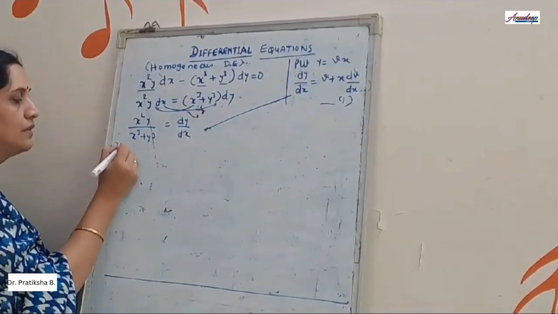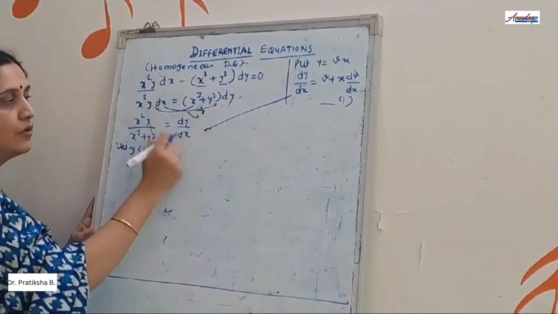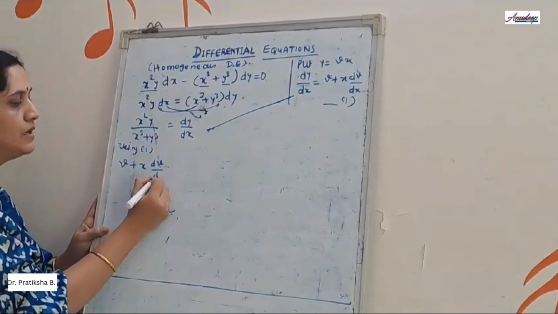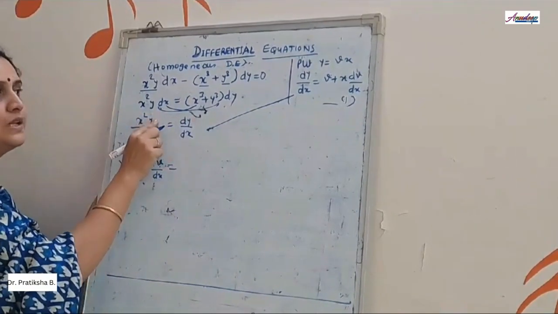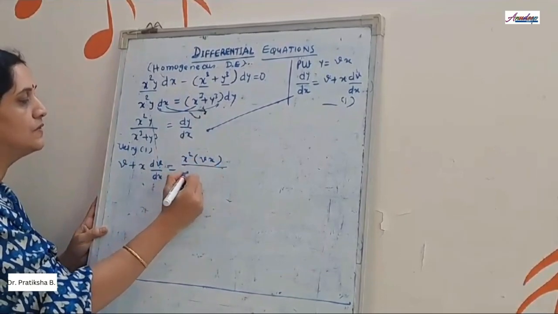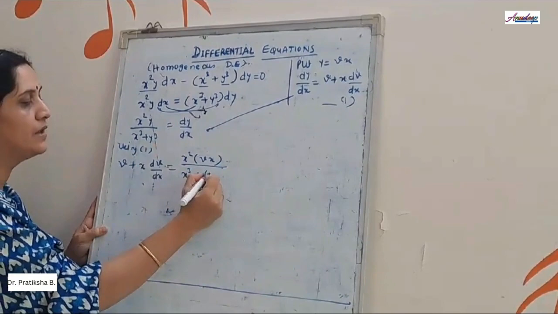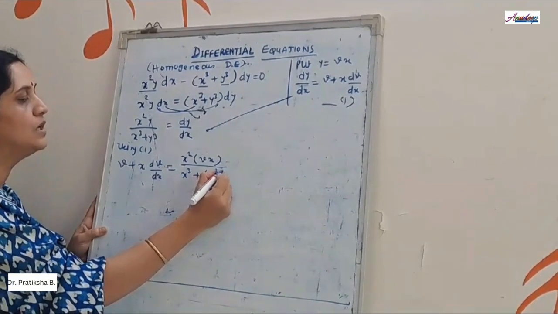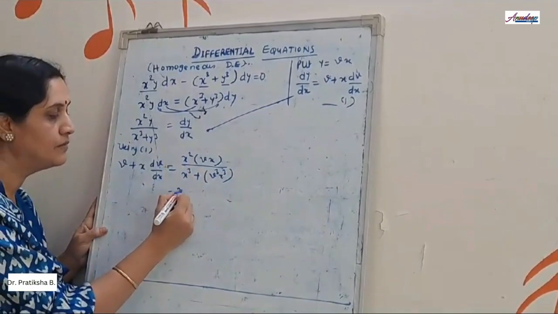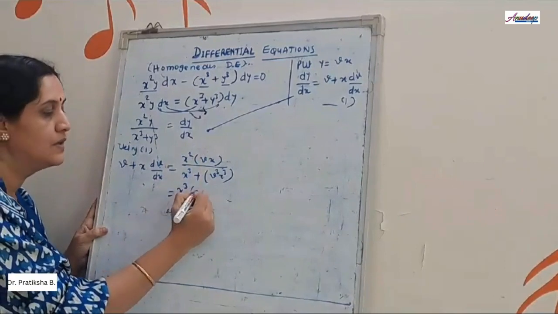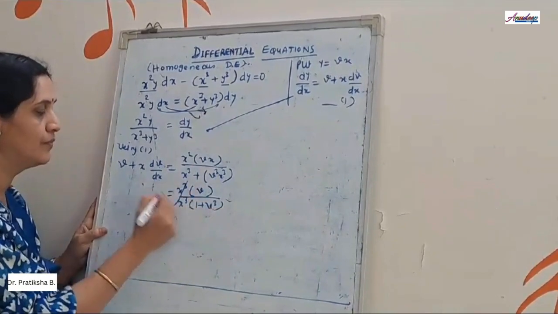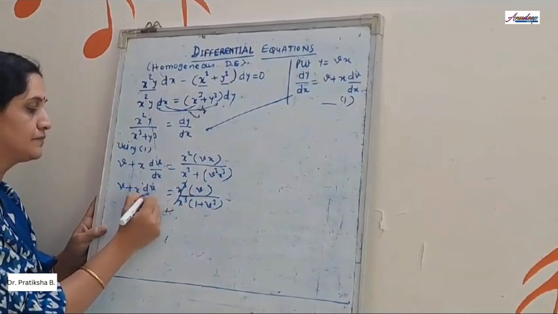So for dy by dx, I have to write v plus x into dv by dx is equal to, and wherever there is a y, we have to replace it by v into x. So x will be as it is, but wherever there is a y cube, it should be v cube into x cube. What we observe is that we have a common term of x cube in the numerator and denominator. So let me take it out common. So it is 1 plus v cube. So this is what we will be getting.